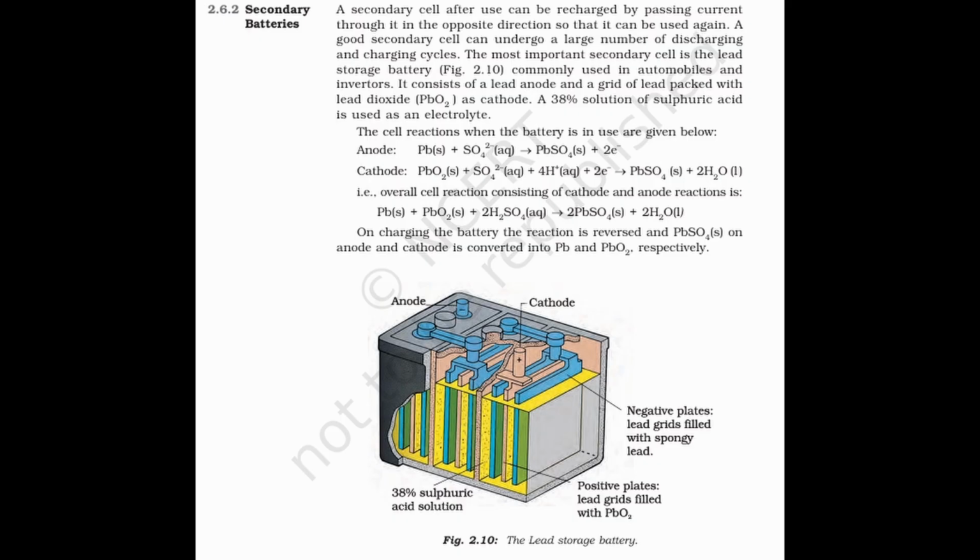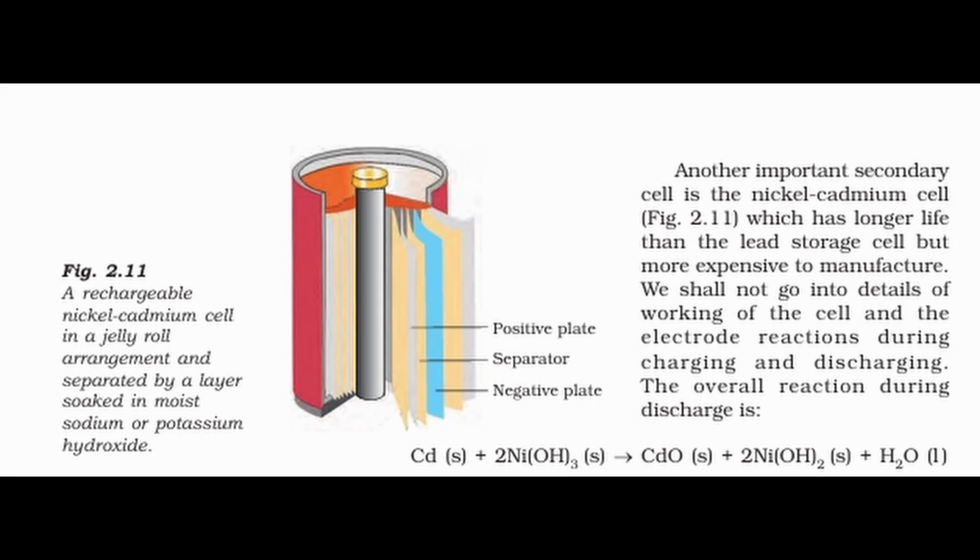The most important secondary battery is the lead storage battery, commonly used in automobiles and inverters. It consists of a lead anode and a cathode made of lead dioxide, with sulfuric acid acting as the electrolyte. During discharge, both the electrodes are converted into lead sulfate and water is formed.